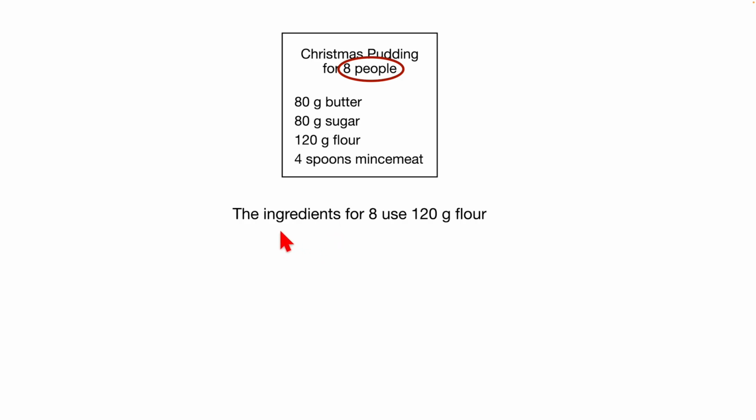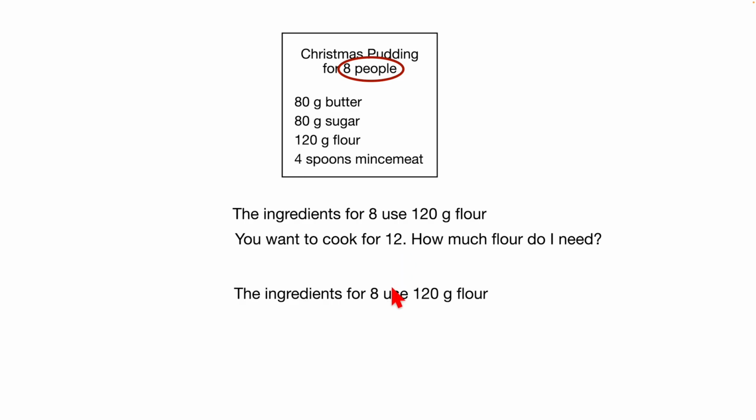And we are asked, the ingredients for 8 use 120 grams of flour. You want to cook for 12. How much flour do you need? Or the second type of question is, the ingredients for 8 use 120 grams of flour. I have 210 grams of flour. How many can I make? They're the two questions. Let's look how we answer each of them.